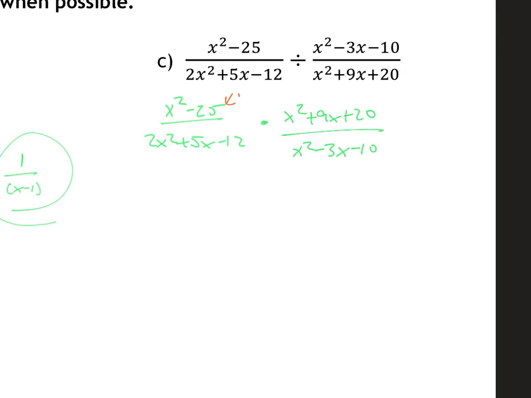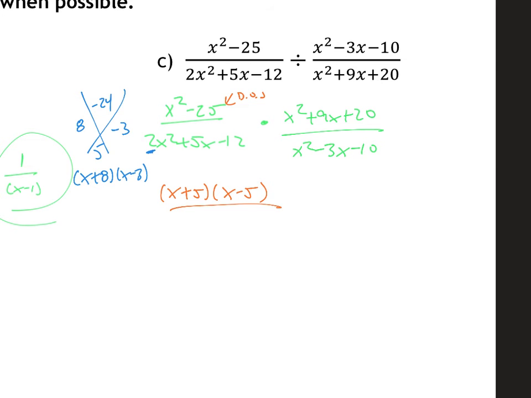So here, I got a difference of squares. So I got an x plus 5, x minus 5. Over here, let's factor this bottom one. So I have 12 times 2 is negative 24 and 5. So that's a positive 8 and a negative 3. So remember, this is x plus 8, x minus 3, but my a term was 2. So I have to divide by 2. So that gives me an x plus 4 and a 2x minus 3.